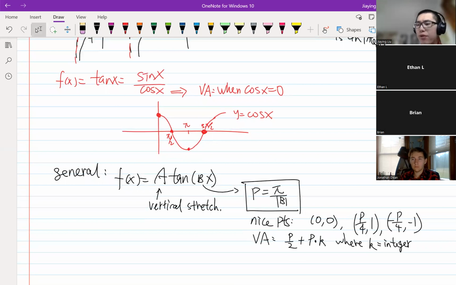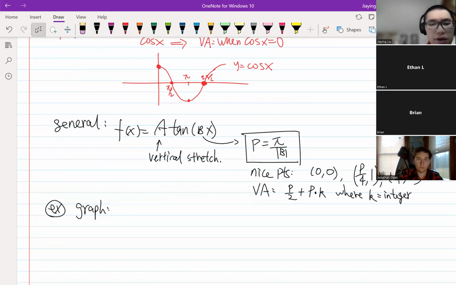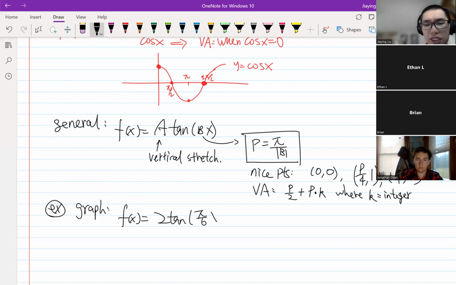For example, if I want to graph this function, example, graph f of x equals 2 tangent pi over 6 x. So the b value is pi over 6. I can find out the period. The a, the vertical stretch, is going to be 2.